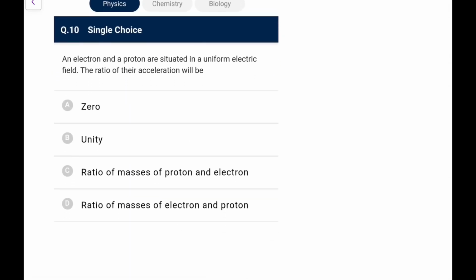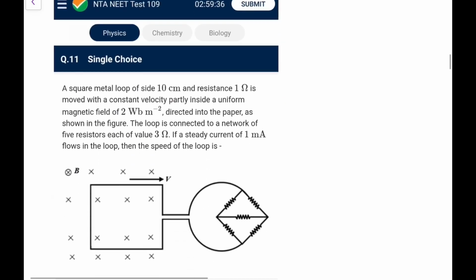An electron and a proton are situated in a uniform electric field. The ratio of their accelerations will be: acceleration is qE by m, the magnitude of q is the same, E is the same, so acceleration is inversely proportional to mass. So the ratio of their accelerations would be the inverse, that is, the ratio of masses of proton and electron. Next one.